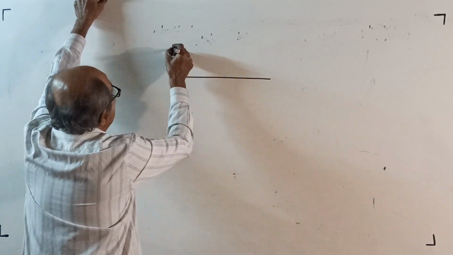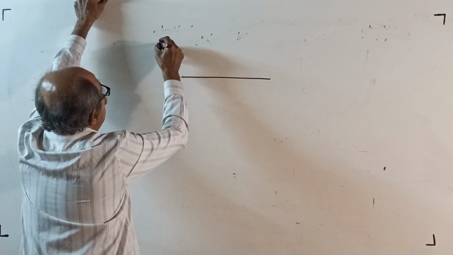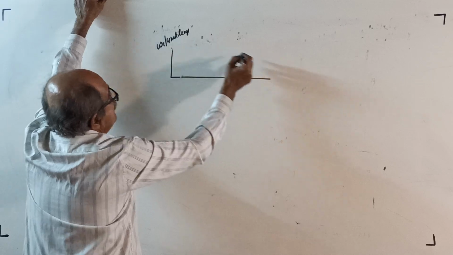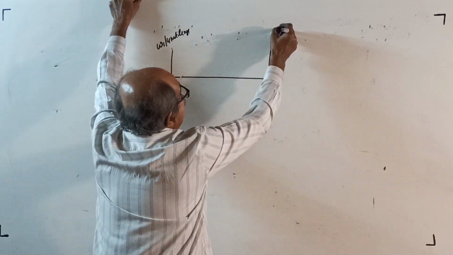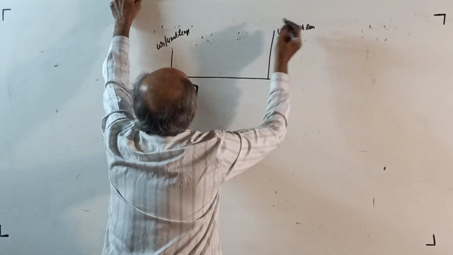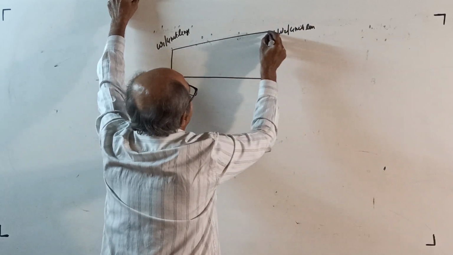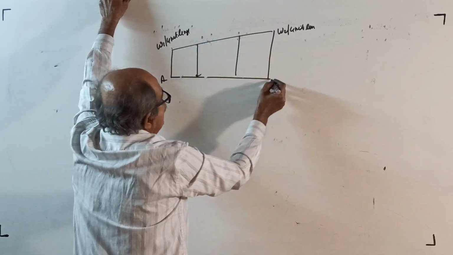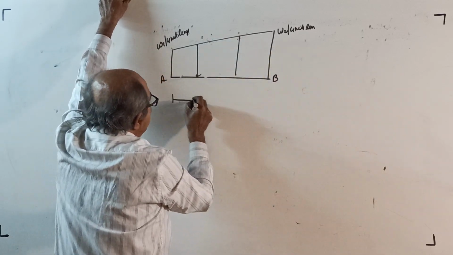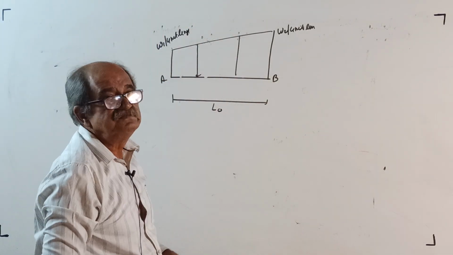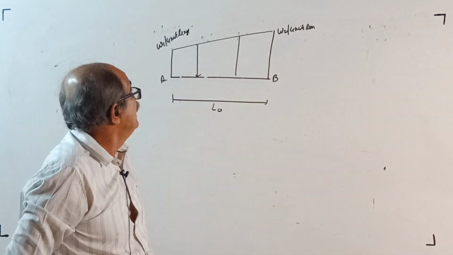Uniformly varying load. This is W1 per unit length, increases to W2 per unit length. It is this way. Okay. This is A, this is B, this is L0. Now you write. I am dictating.